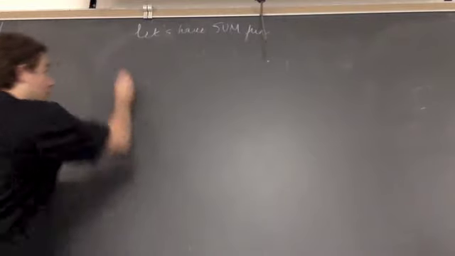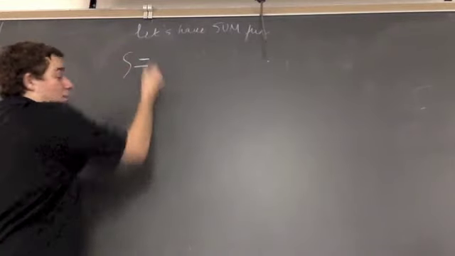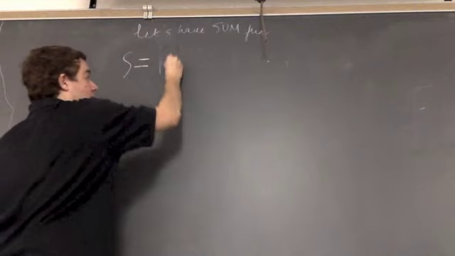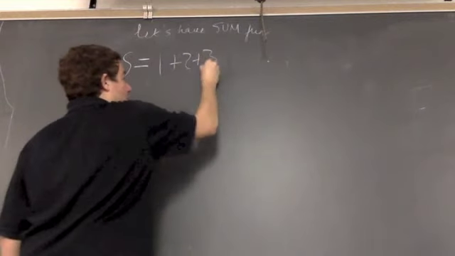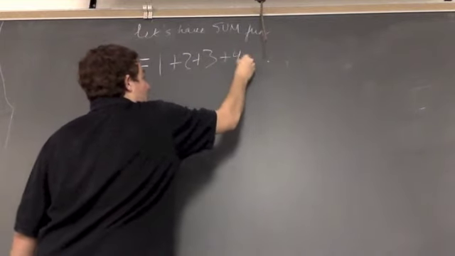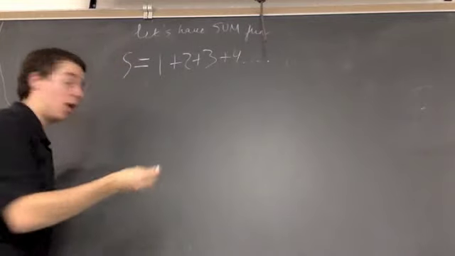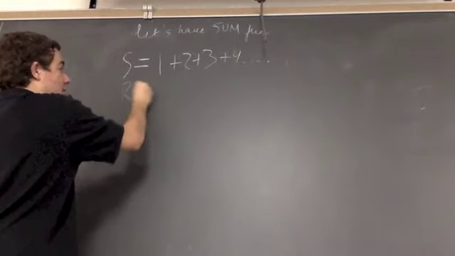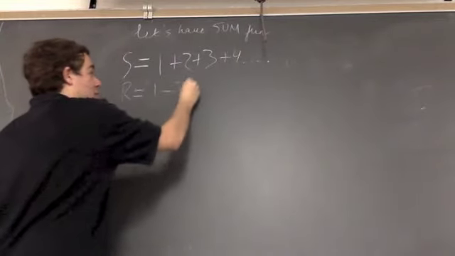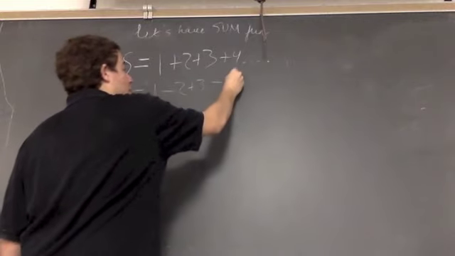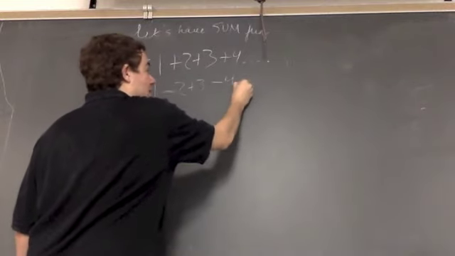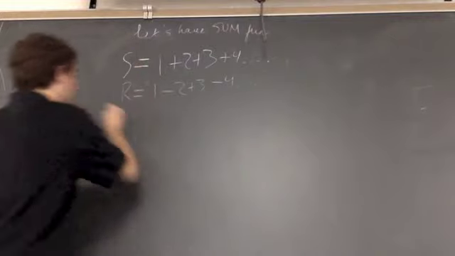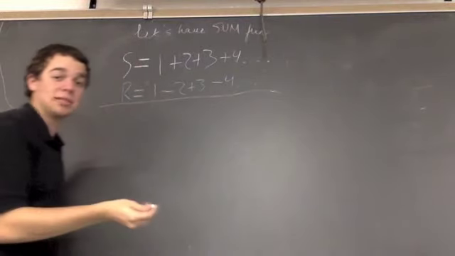The first sum we'll label S, and that's the sum we're looking for, which is 1 plus 2 plus 3 plus 4 plus 5, so on to infinity. The next sum we'll label R is very similar, but this one is 1 minus 2 plus 3 minus 4, so on to infinity. The same thing except with alternating signs. Now, let's see what happens when we subtract them.